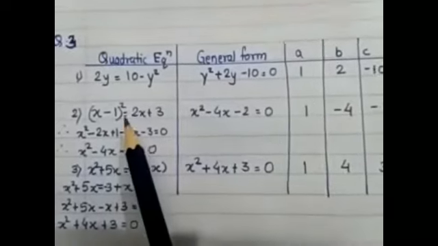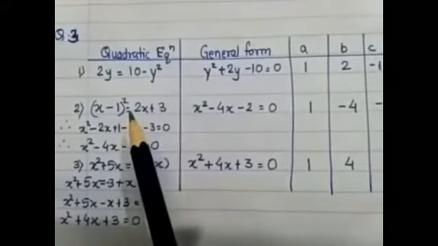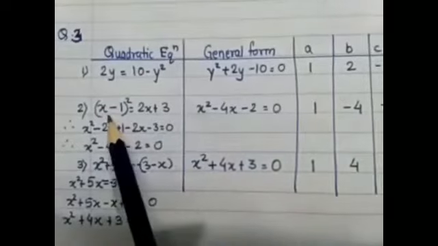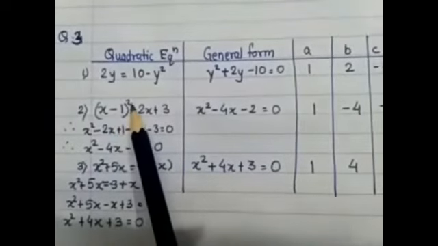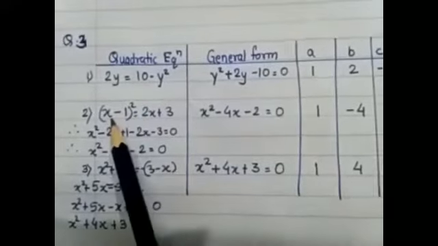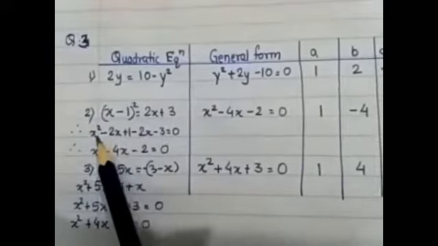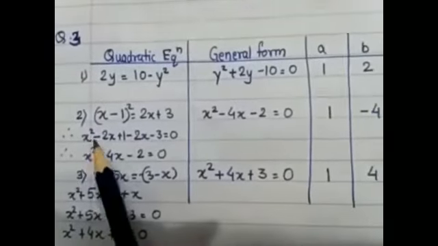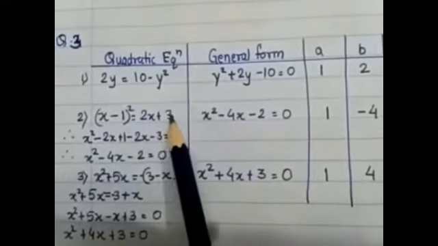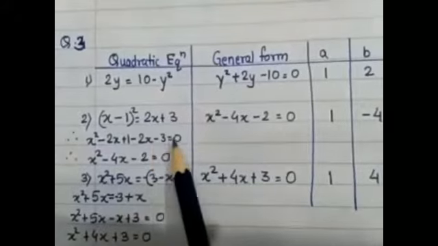The next equation given to you is (x minus 1) whole square is equal to 2x plus 3. First of all, we will open the bracket. Here you have to expand using the identity (a minus b) whole square, which is a square minus 2ab plus b square. So we have opened it: x square minus 2x plus 1. The remaining 2x and plus 3 we have shifted, so it becomes minus 2x and minus 3 is equal to 0.